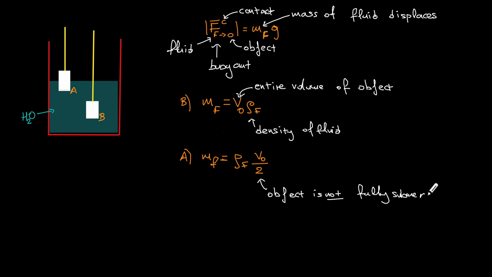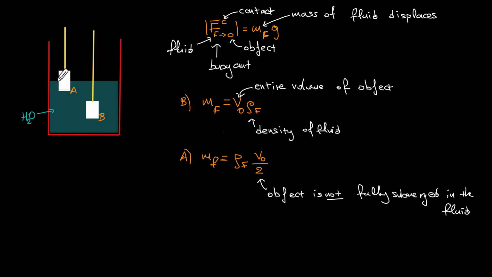You only have that cube, that object, partially submerged in the fluid. Only part of it is inside the fluid. So you will always be calculating the mass of the fluid displaced by using the density of the fluid, and you can see here I'm always using the density of the fluid. And then for volume, you need to use the volume of the object that occupies the space of fluid.